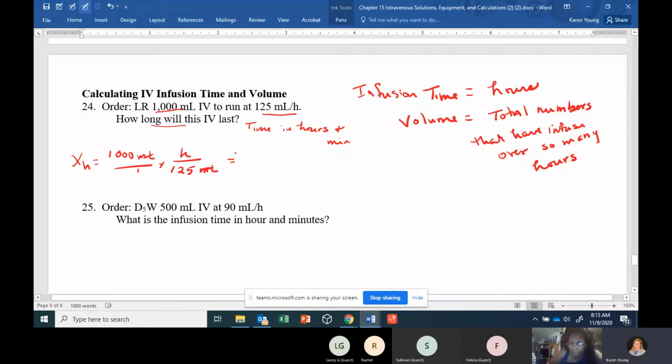I'm going to look at how many milliliters are in an hour. So I'm going to take 1,000 and divide it by 125. And it's going to take 8 hours to run. So that's my infusion time. It is just the total number of milliliters you have times your rate. If my rate is in drops per minute, I'd have to do my drop factor conversion, but I could still find the total number of hours it would run.